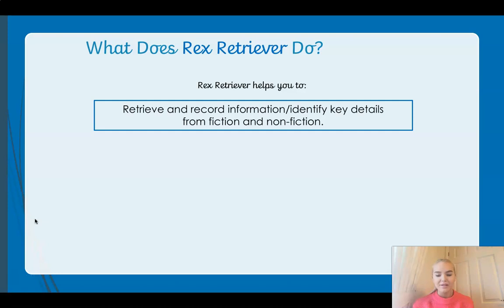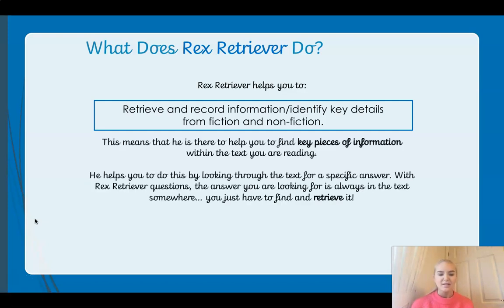So we know today that we are looking at that retrieval skill. Now we know that we can use Rex Retriever to help us to know how to retrieve. Today we're going to be learning more about how we can retrieve and record information from a text. What we do when we retrieve information, we know that the answer is already in the text, but we just need to find it in there.